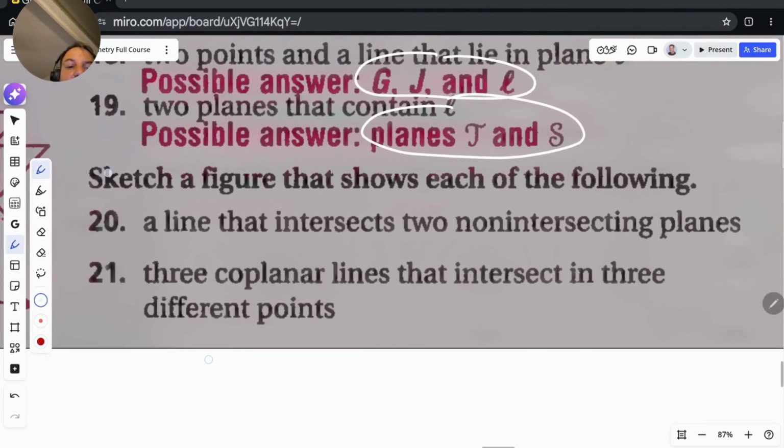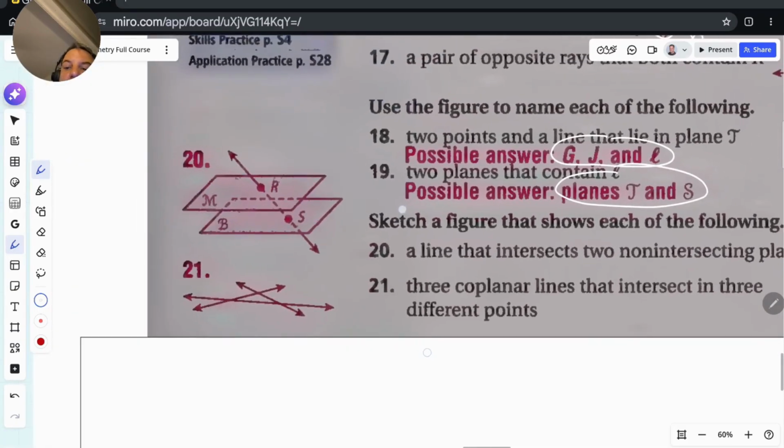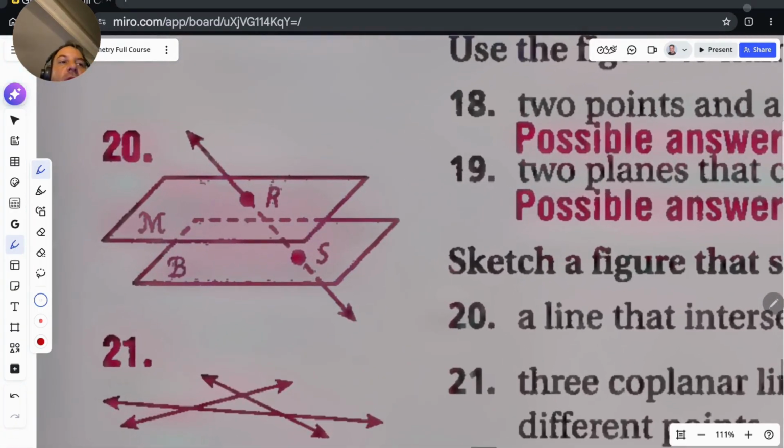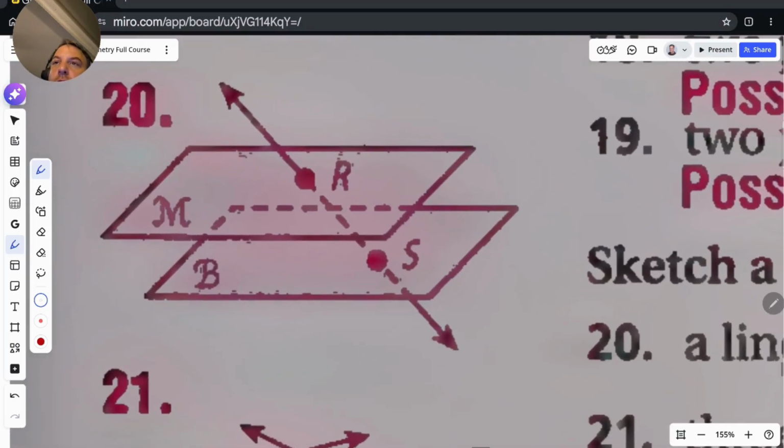20, a line that intersects two non-intersecting planes. Let's take a look at our figure. So we want two parallel-looking planes, one above the other, with one line going through both of them like a skewer. Here below 20, we can draw an upper parallelogram. That will be our top plane. And then our lower parallelogram will be our bottom plane.